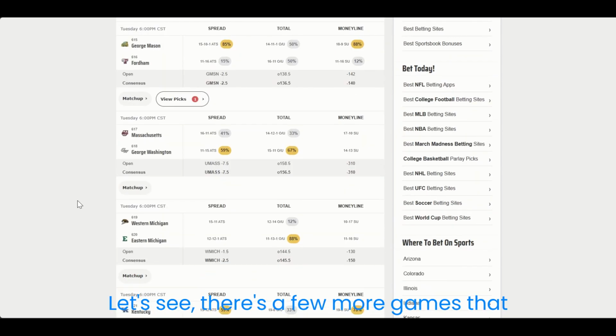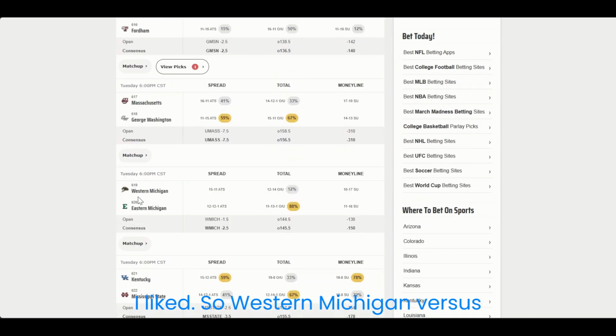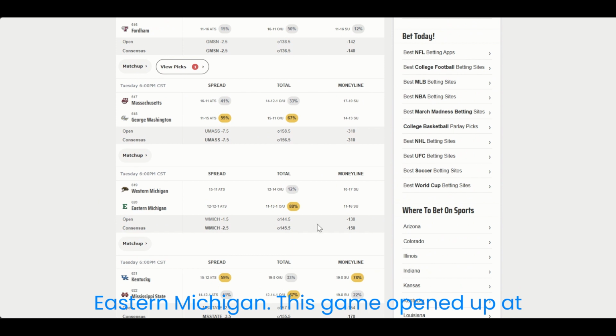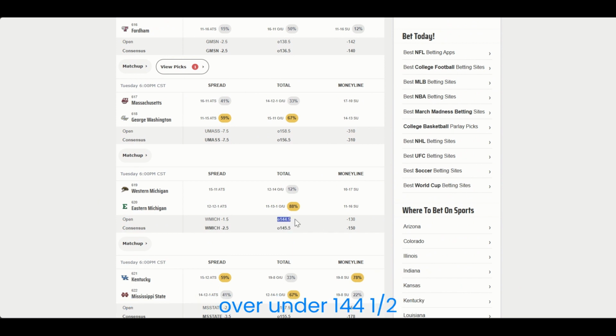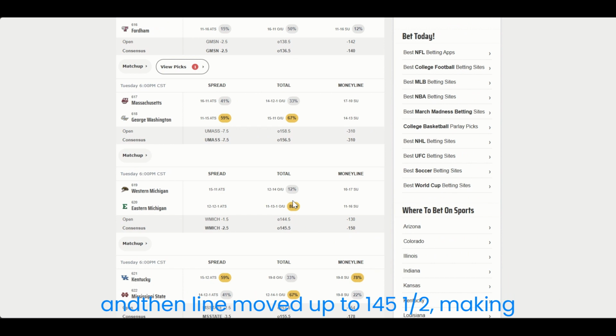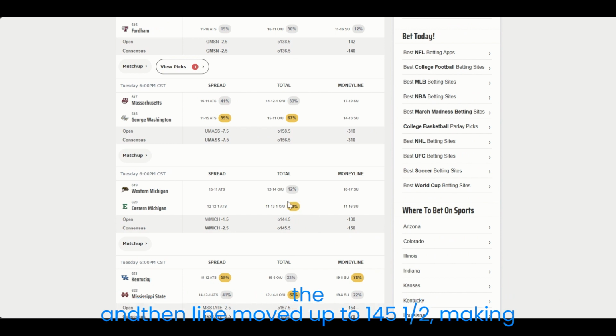Let's see, there's a few more games that I liked. So Western Michigan versus Eastern Michigan. This game opened up at over/under 144.5, and then 88% of the public bettors chose the under. And then the line moved up to 145.5, making the under look more appealing. What this means is that the sharps have money on the over. And so for this game, I would go with the over.